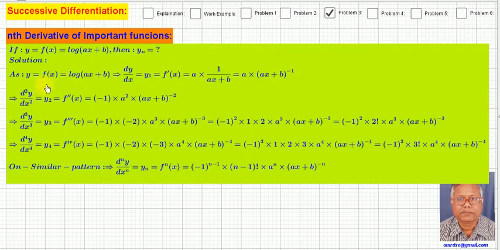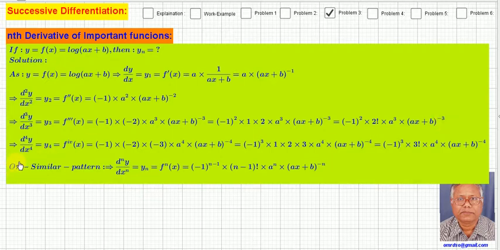So yn is what? So y is equal to f(x) is equal to log(ax plus b). So dy/dx is equal to y1 is equal to f dash x is equal to 1 upon ax plus b, and after differentiating ax plus b we get a. So a into ax plus b to the power minus 1. It is in some way related to the previous problem. So y2, d2y/dx2, is equal to minus 1 into a square into ax plus b to the power minus 2. d3y/dx3, y3, is equal to minus 1 into minus 2 into a cube into ax plus b to the power minus 3. Rather again minus 1 into 1 into 2, a cube, ax plus b to the power minus 3, rather minus 1 square into factorial 2 into a cube into ax plus b to the power minus 3.